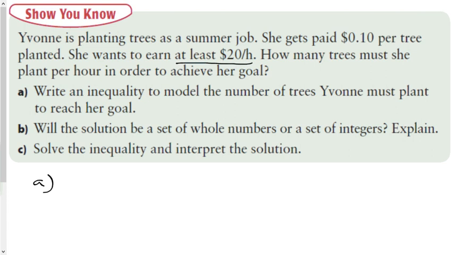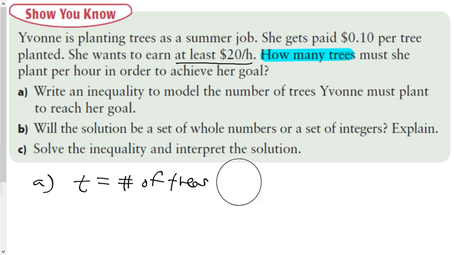So for A, just like if we were solving a story problem with algebra, since the question says how many trees, the first step is to define the variable: number of trees she must plant, or just number of trees, we'll say. So the first thing is define your variable. If you use x, it's totally cool. It's fine, no problem.